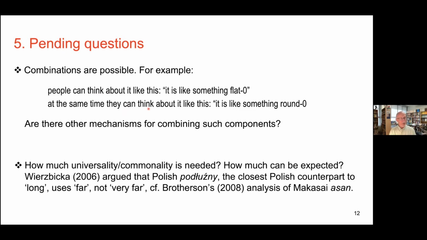You might want to say, well, people can think about it like this. It is like something flat. At the same time, they can think about it like this. It is like something round. Why not? We may need, in fact, we will need to use this kind of mechanism. The interesting question is exactly what are the mechanisms available for combining this kind of components.